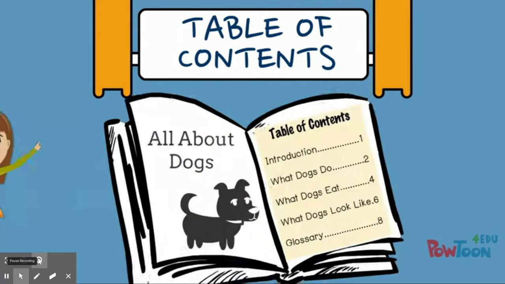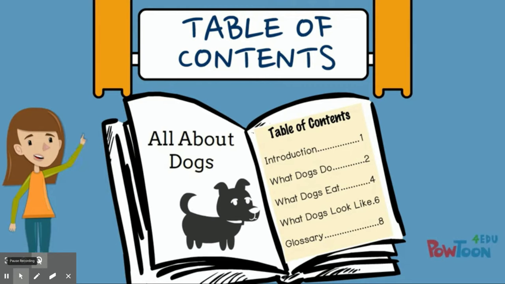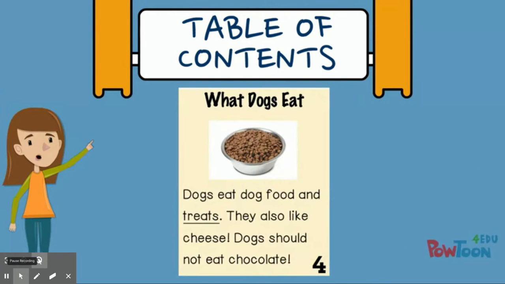I'm reading this book about dogs, and I really only want to know about what dogs eat. The table of contents tells me to look on page 4. Here it is. Now I don't have to read the whole book to find the information that I'm looking for.